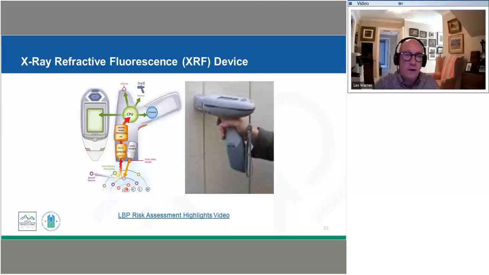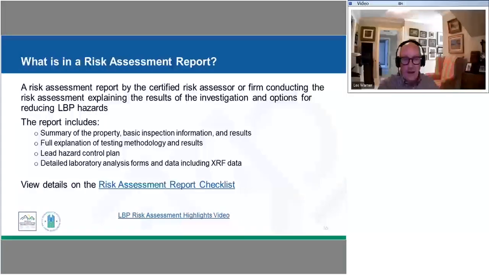So at the completion of our XRF testing, we have a printout, a report on our surface-by-surface sampling, and what the results were. So we're determining where we have lead paint, and then with our risk assessment, we determine where that lead paint is creating a hazard. That risk assessment report is always going to be completed by a certified risk assessor, and they are going to be collecting information about the property. They're going to lay out what our inspection process was, where we tested, collecting all that information along with the surface-by-surface testing results.